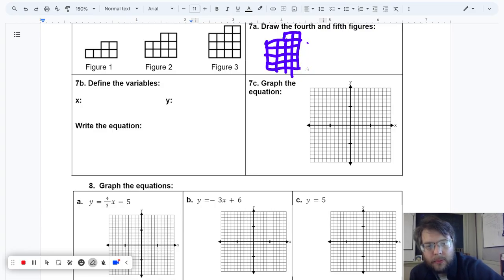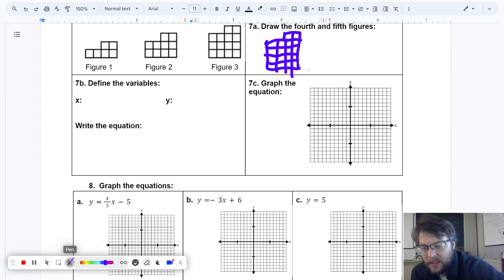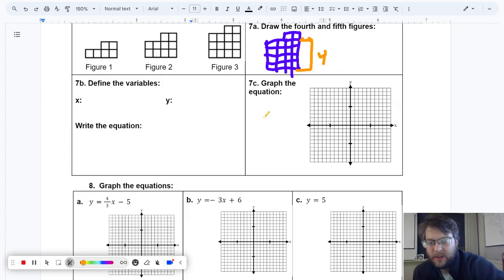Okay, so it should be 4 steps tall. Maybe if I use a different color, we can make that clearer. What I'm saying is that like this size is 4 steps tall. If I was going to change it into figure 5, I would just add another row on the bottom and make it 5 steps tall.